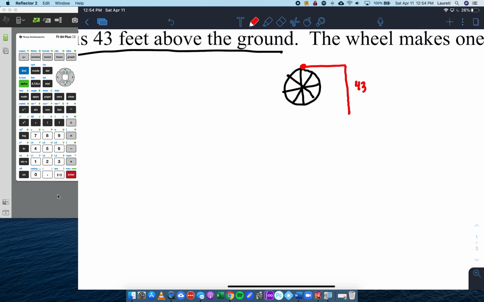Okay, so that's 43 feet. Now it says that the Ferris wheel has a diameter. The diameter is 40 feet. So that means that this Ferris wheel is 3 feet off the ground. Your lowest point is at 3, and your highest point is at 43. And then 1 revolution is 8 seconds. All right, so that's going to refer to the period, right?